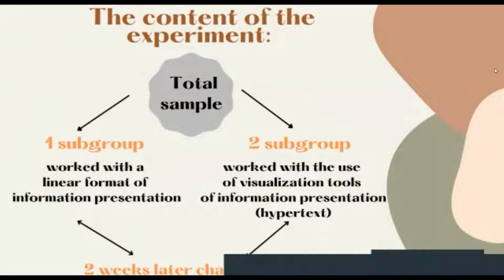The subjects received information as a lecture in the two formats mentioned above with an interval of 2 weeks. That is, the group was proportionally divided into two subgroups. First, one subgroup worked with the linear format of information presentation and the other with the use of visualization tools. Two weeks later, the subgroups changed places. To check the quality of perception and residual memorizing, a Google form was compiled with questions on the content of the lecture, which needed to be answered openly.